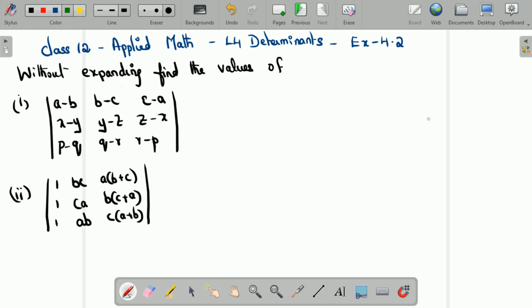In this video, let's find the solution for the third question in this exercise. Without expanding, find the values of. There are two determinants that are given to us. Let's take up the first one.